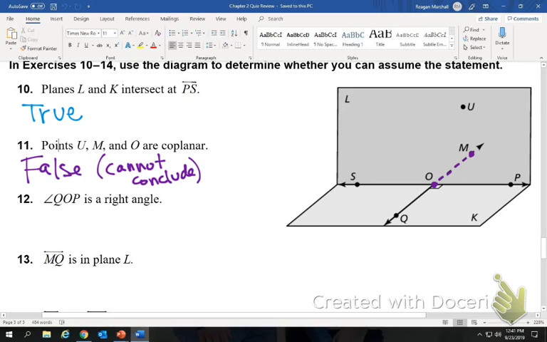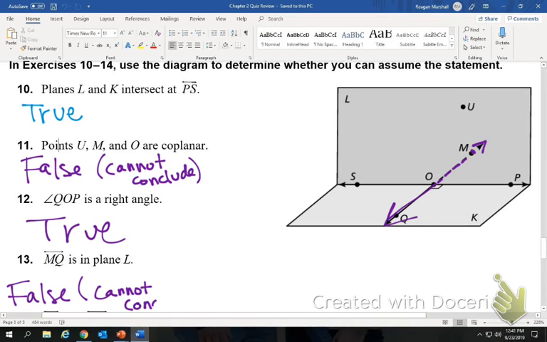Number 12 says QOP is a right angle. What do we think? True. That's true. Why do I know it's true? As a symbol, yeah. MQ, so M, Q, is on plane L. It's false. Why is this false? Because the dotted line means it's behind. So again, this would be a cannot conclude.